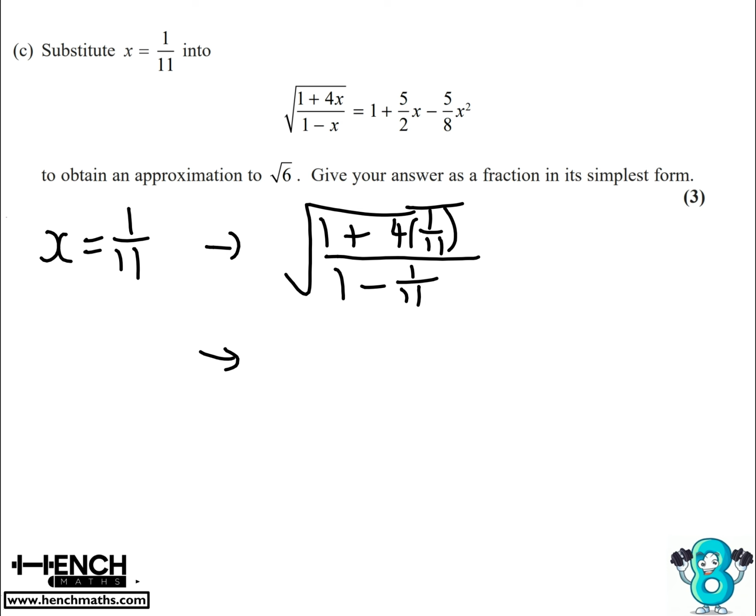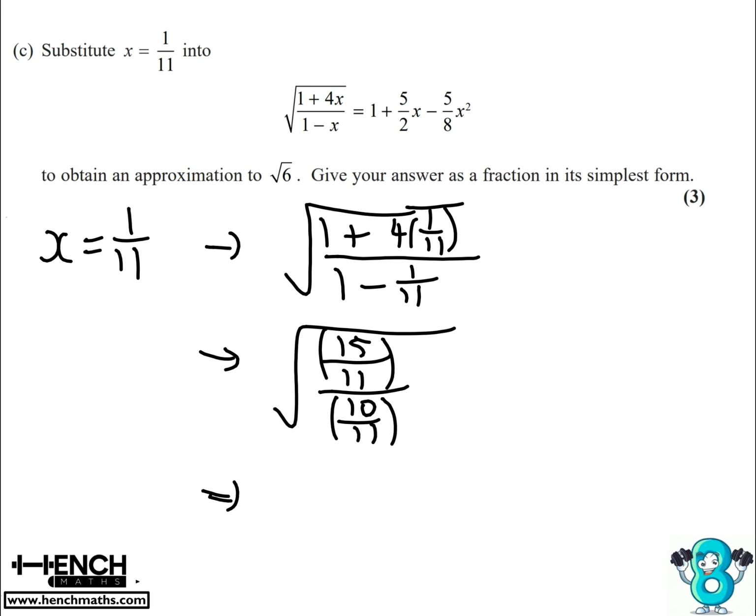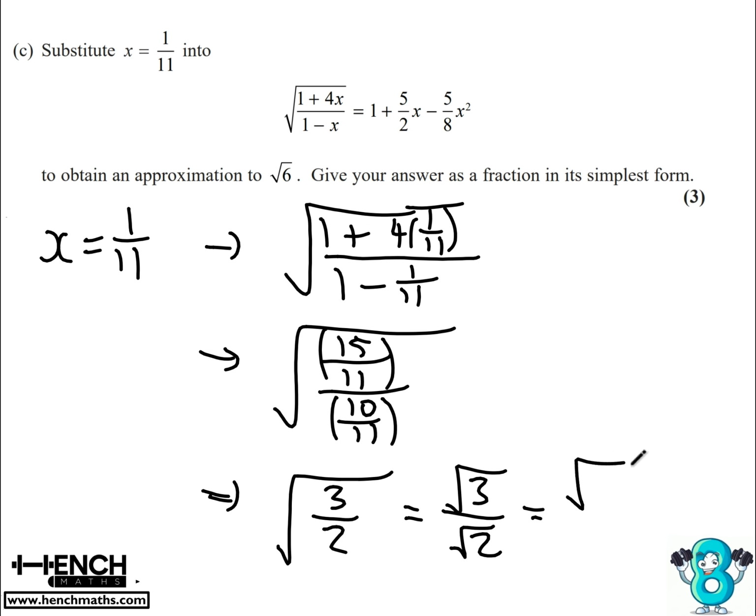So what does that simplify to? You've got the square root of 1 plus 4 11ths, so that's 15 over 11. And then 1 subtract an 11th is 10 11ths. So that's the same as the square root of 15 over 11 times 11 over 10. So that's the square root of 15 over 10, which is the square root of 3 over 2. Now if you write it as the square root of 3 over the square root of 2 and rationalize it, what we end up with is root 6 over 2.